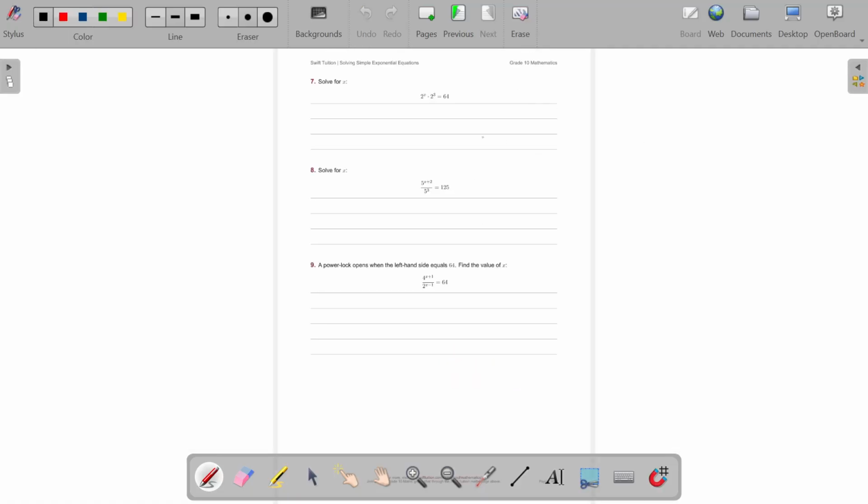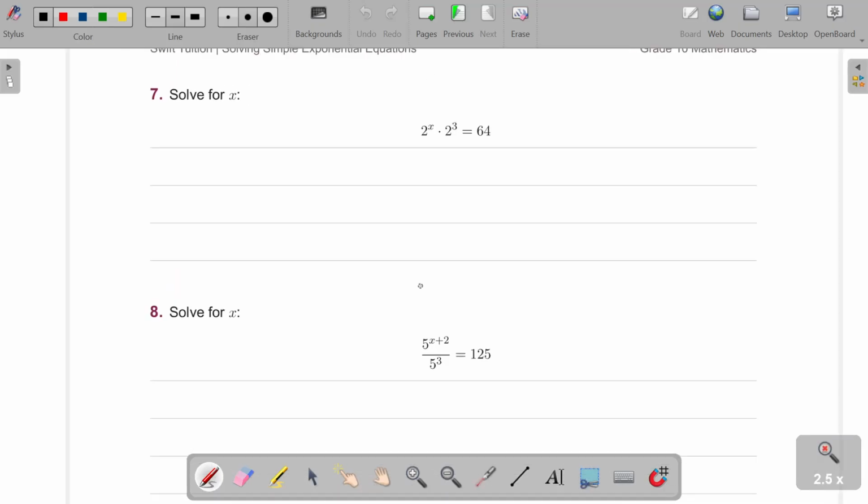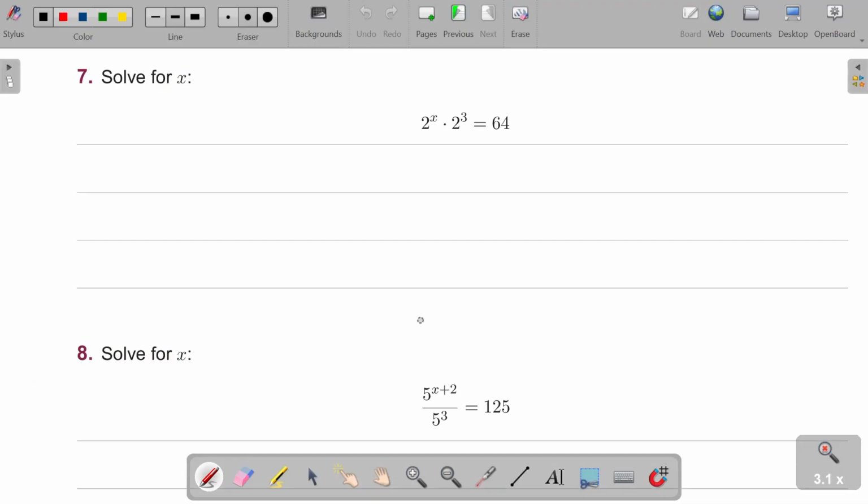Okay, next question. We're asked to solve for x. Now this one's a little bit tricky. No, it's not. I thought it was a different type of problem. Okay, solve for x, and we've got what you can see over there, right?